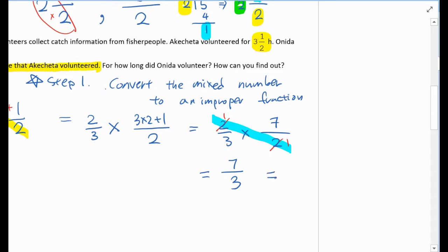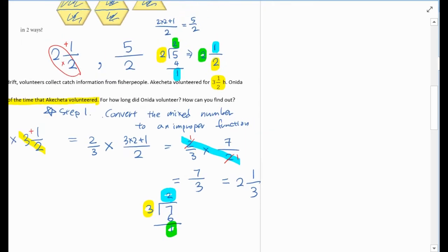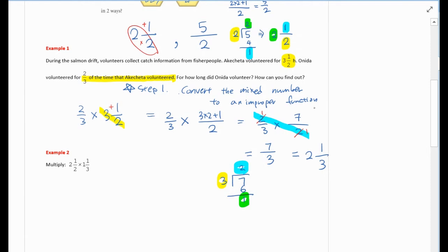And if you convert that to a mixed number, you can just divide 7 by 3. 3 goes into 7 twice. The remainder is 1. Okay, as I said, the divisor goes to the bottom, the remainder goes to the top, and the quotient becomes the whole number. So it's 2 and 1/3. Right? So the answer is 2 1/3 hours.